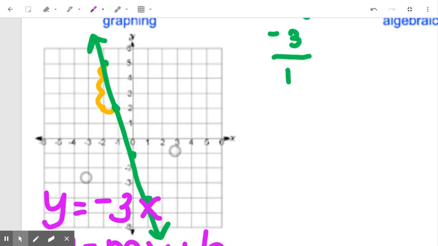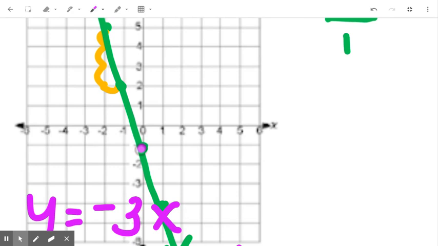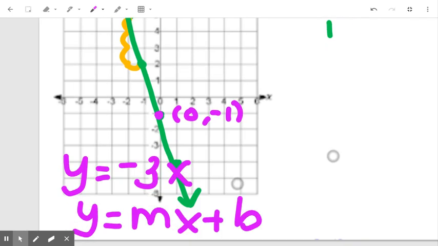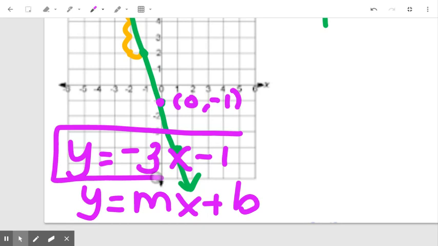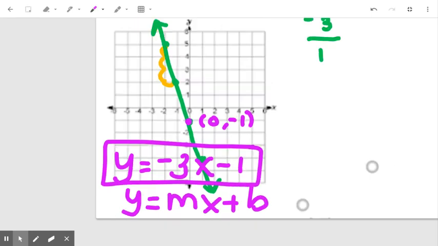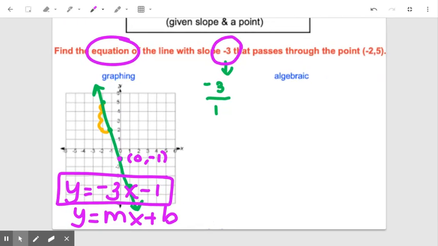Now my y-intercept is this point right here. That is exactly where it hit the y-axis, and that's at a nice number. That is actually the point (0, -1). So I know that my b is -1. So I could either put plus -1, or I'm going to go ahead and simplify and just put -1. So using the graph, I have the equation of this line. And that's fine. It's perfect to do it that way.